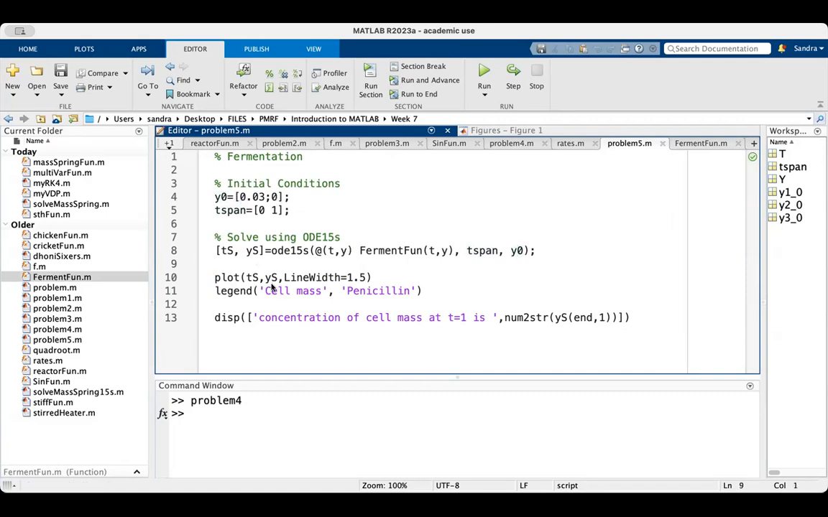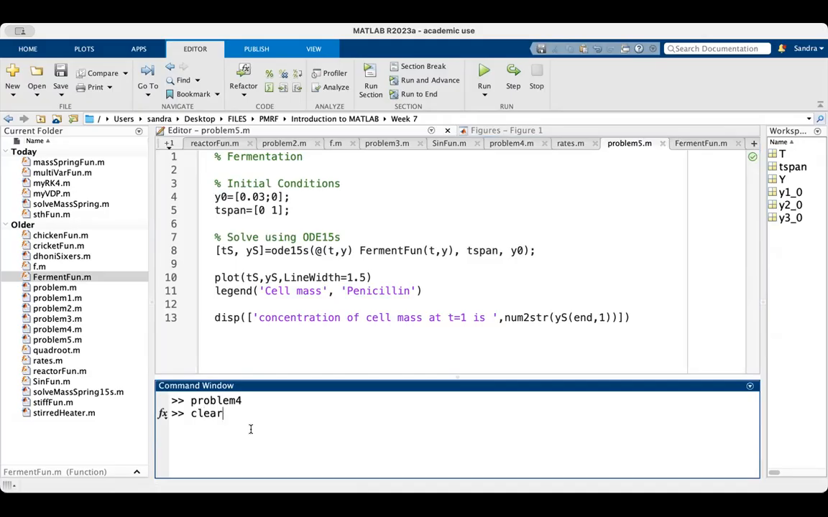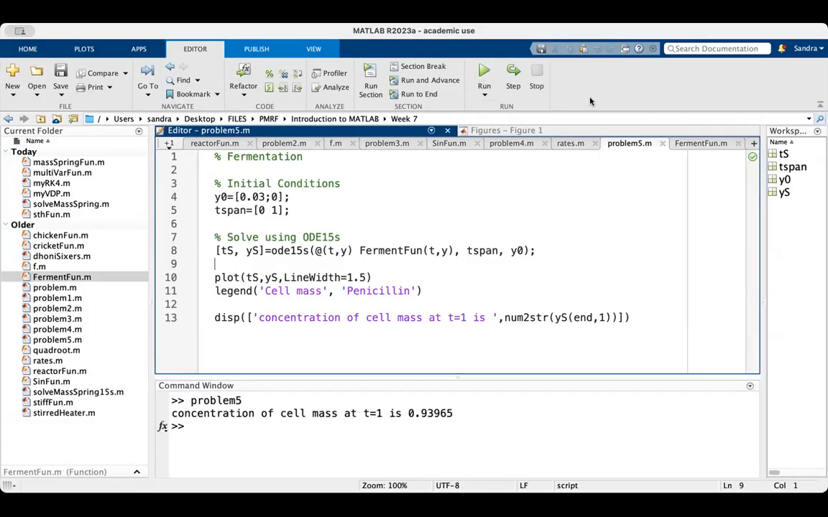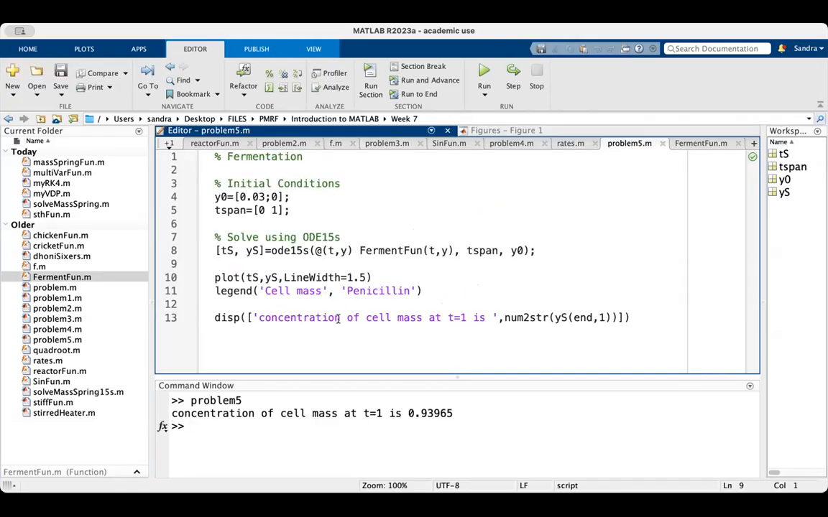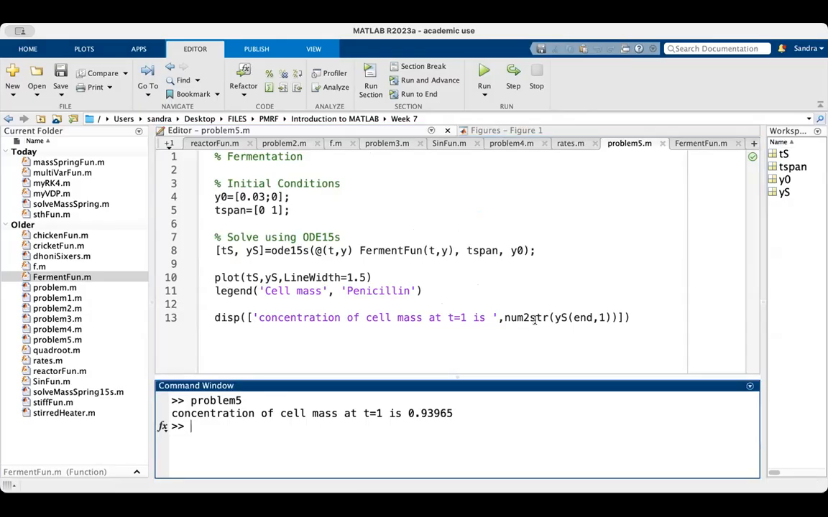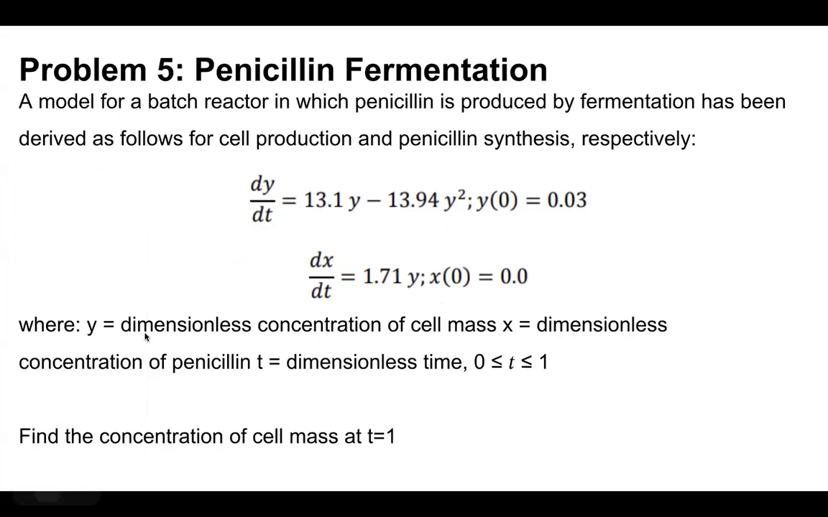You try to run this and then we'll also plot it. But the question is to get the concentration at t equal to 1. How do you find that? This is the plot you will be getting. Your cell mass keeps on increasing and then reaches saturation, and your penicillin keeps on growing. The question was to find the cell mass, which is your second variable, so you have to look at the second column.